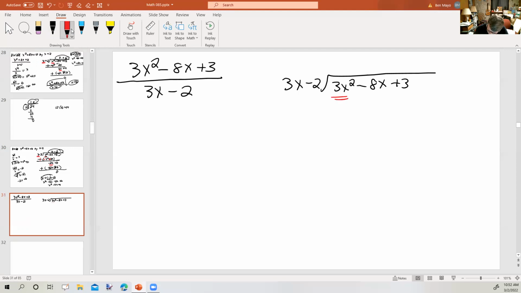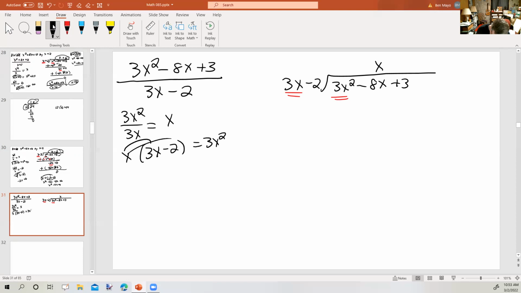I'm going to take the leading term inside divided by the leading term outside. So I've got 3x squared divided by 3x, which is still just x, because the 3 is reduced down to 1. X squared over x is x. So I put an x there. Then I'm going to take that x times the divisor, the 3x minus 2. This becomes 3x squared minus 2x. So 3x squared minus 2x.